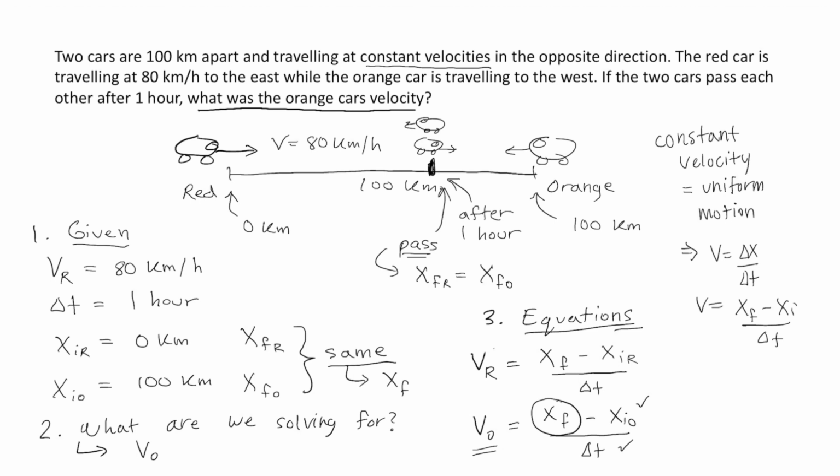But now let's look at the velocity of our red car equation. We have VR, we have XIR, and we have delta t, which means we have enough to solve for the final position. If we use our VR equation to solve for the final position, we can plug that in to our VO equation and solve for VO. So that is our game plan.